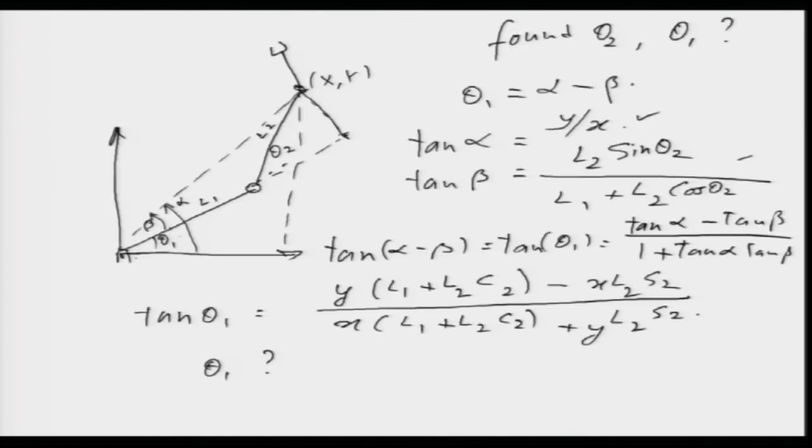Now, this was a very simple case. What we have to remember is that a two degree of freedom manipulator like the one shown here is a very simple case, because there are only two variables and it is a planar system. But if you go to a higher degree of freedom system, say 6 degrees of freedom, then it may not be very easy to solve, and in many cases solutions do not exist. So, it is not that a solution can be found always.